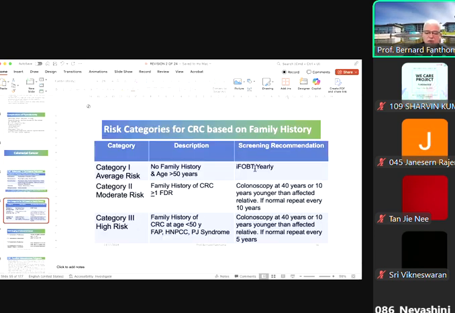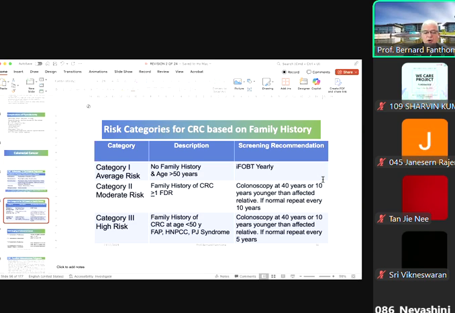Then this is from your clinical practice guidelines, the risk categories for colorectal cancer based on family history. If there is no family history of colorectal cancer and the patient is more than 50 years, then he is at average risk for colonic malignancy. And for him, the screening protocol we recommend is an IFOBT, which is to be done yearly.